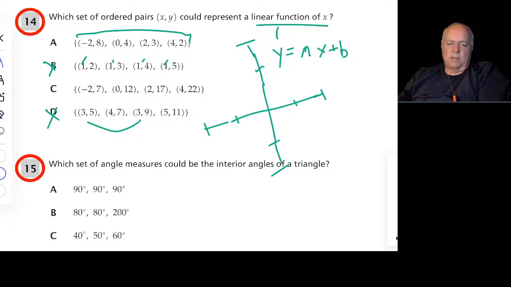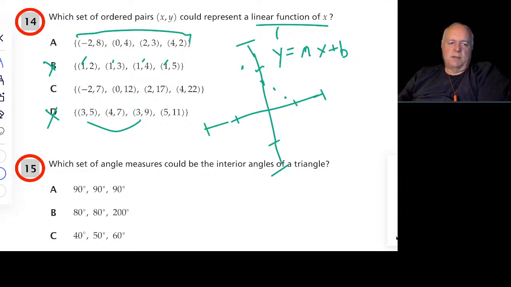So we have minus 2, 8. That's going to be about right there. 0, 4 is going to be about right there. 2, 3 is going to be about right there. And 4, 2 is going to be about right there. All right, so that kind of seems to work.